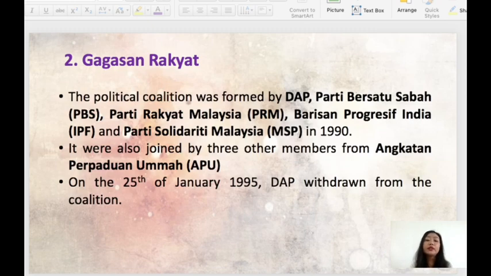Okay, secondly, Gagasan Rakyat. It was the political coalition formed by DAP, Parti Bersatu Sabah, PBS, Parti Rakyat Malaysia, PRM, Barisan Progresif India, IPF, and Parti Solidariti Malaysia, MSP, in 1990. It was also joined by three other members from Angkatan Perpaduan Ummah, ya. On the 25th of January 1995, DAP withdrew from the coalition.